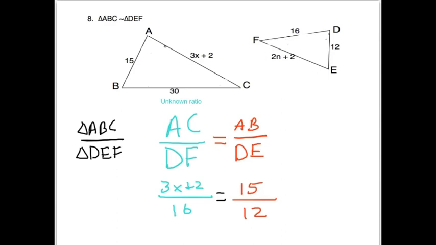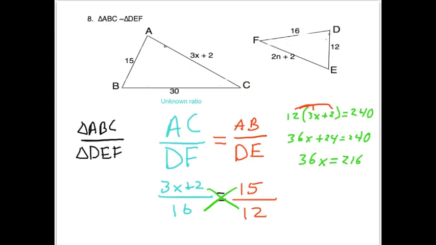So now we need to cross multiply. 12 times the quantity 3x plus 2 is equal to 15 times 16, which is 240. The first thing to do to solve that will be to distribute 12, then subtract 24 from both sides, and then divide by 36 on both sides, and we get that x is equal to 6. So now we found x. The last thing that we need to find is n.